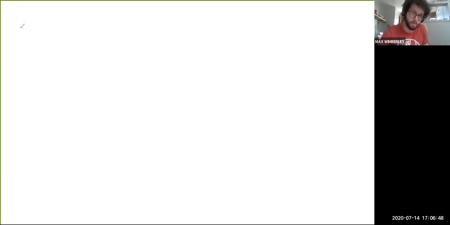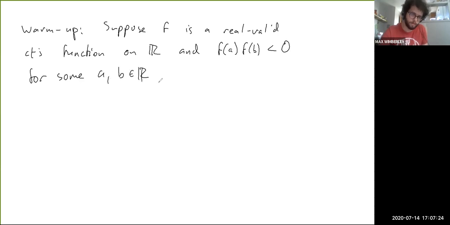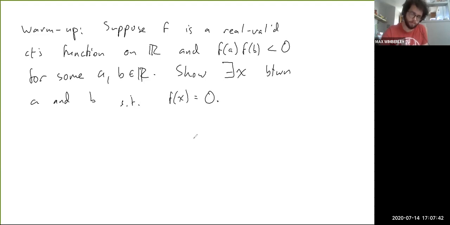Here's a little exercise. Suppose f is a real valued continuous function on R, and f of a times f of b is less than 0 for some a, b in R. Show there exists an x between a and b such that f of x equals 0.